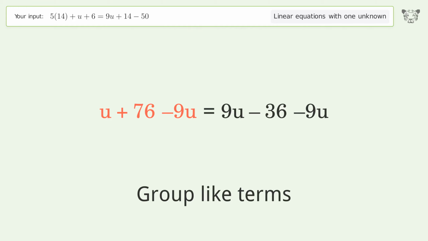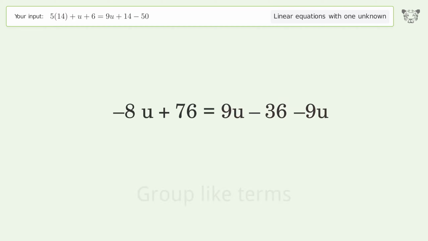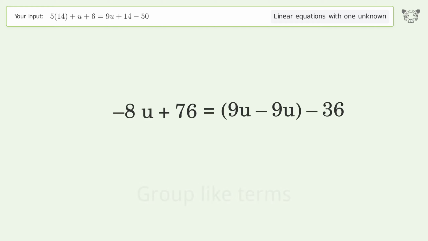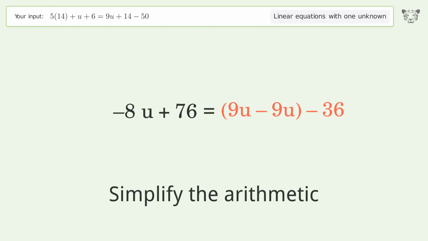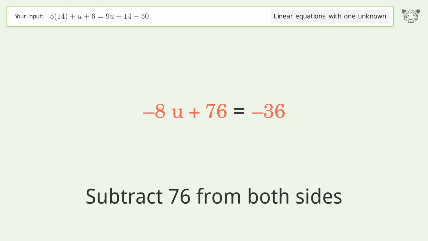Group like terms. Simplify the arithmetic. Group like terms. Simplify the arithmetic. Group all constants on the right side of the equation. Subtract 76 from both sides.